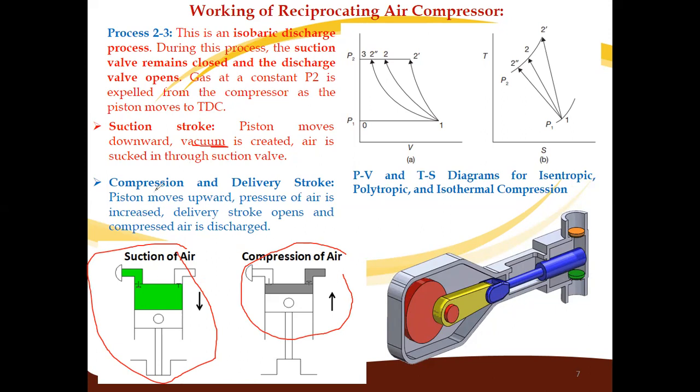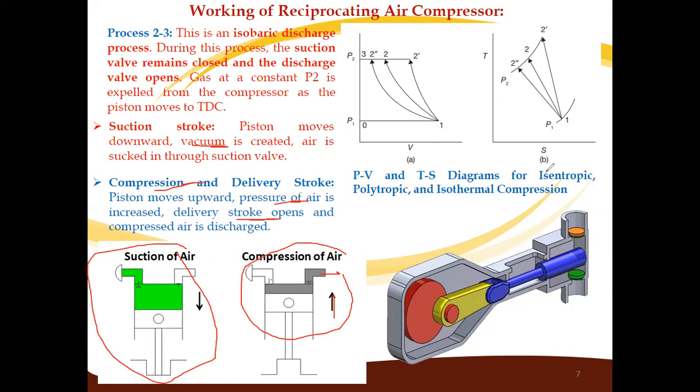Now the second stroke is the compression and delivery stroke. So when the piston moves in the upward direction from BDC to TDC, the pressure of air is increased and the delivery valve opens and compressed air gets discharged from the discharge valve. I have already shown that. So there are three types of process. One is isentropic, second one is polytropic, and third one is isothermal process.